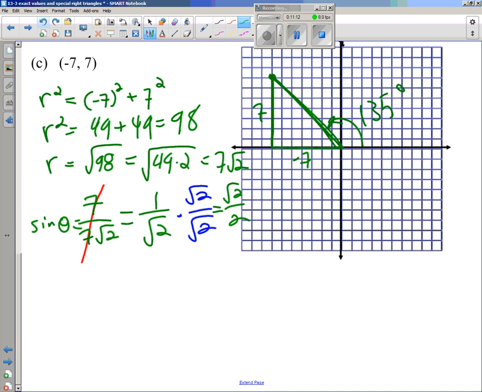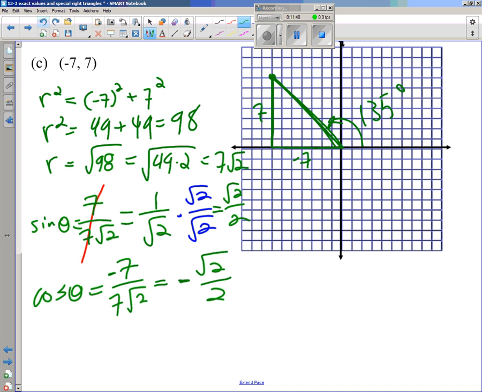Okay? Cosine of theta is almost the exact same thing. It's x over r. So if you think about it, the only difference between sine and cosine here is the sign, S-I-G-N. One is positive, the other is negative. And so you get negative radical 2 over 2 is what that would work out to be, because it's the same as the other problem, only with a negative in there.